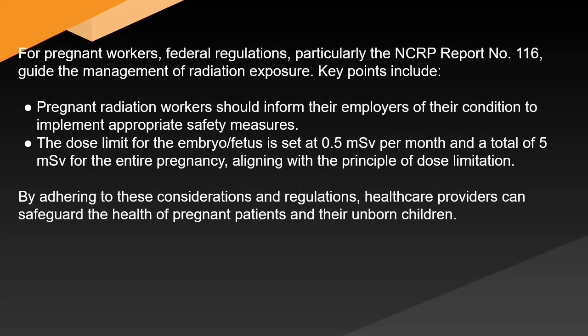For pregnant workers, federal regulations, particularly the NCRP Report No. 116, guide the management of radiation exposure. Key points include pregnant radiation workers should inform their employers of their condition to implement appropriate safety measures. The dose limit for the embryo/fetus is set at 0.5 mSv per month and a total of 5 mSv for the entire pregnancy, aligning with the principle of dose limitation. By adhering to these considerations and regulations, healthcare providers can safeguard the health of pregnant patients and their unborn children.